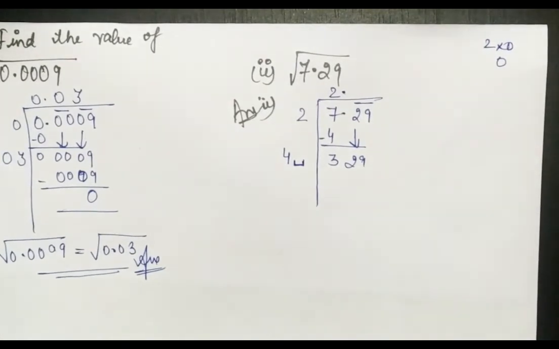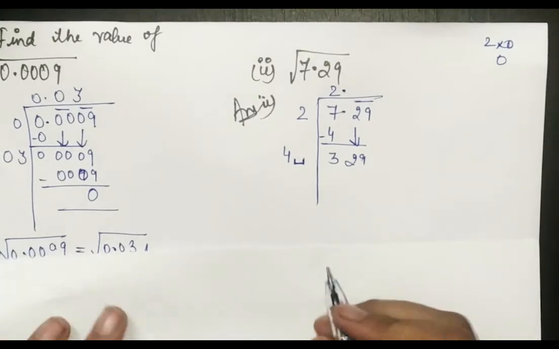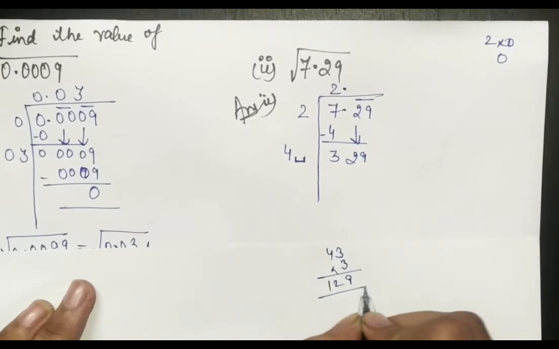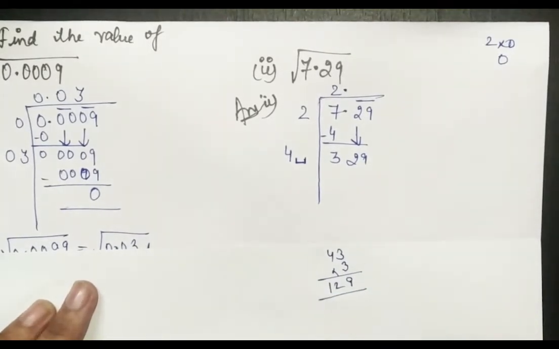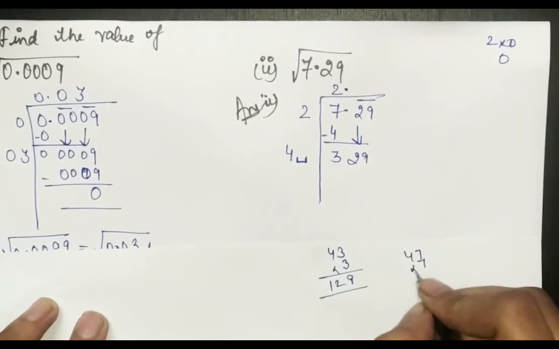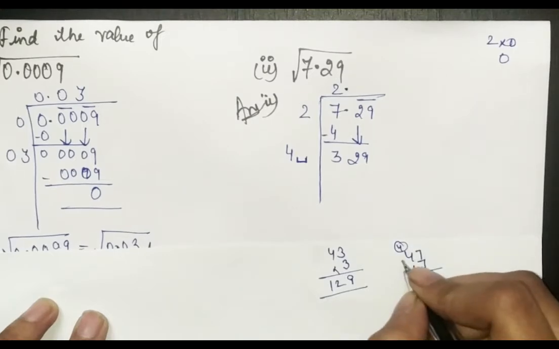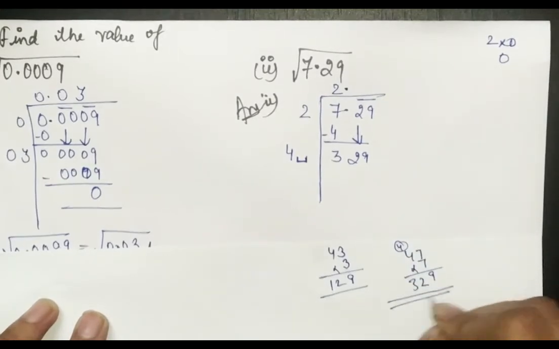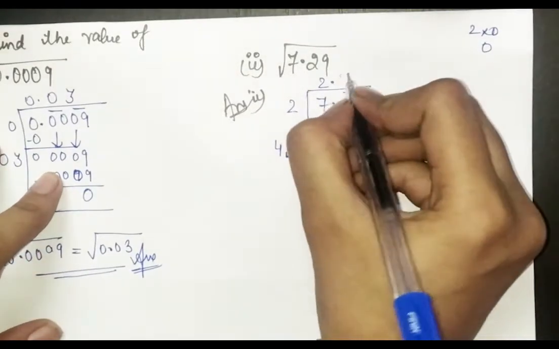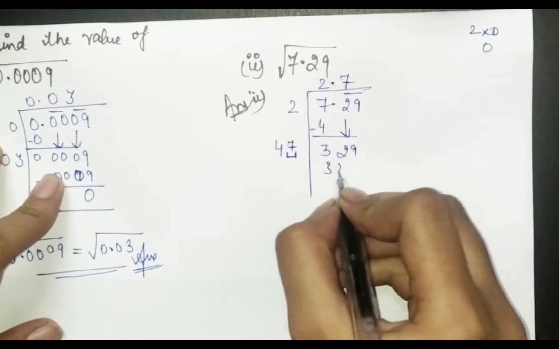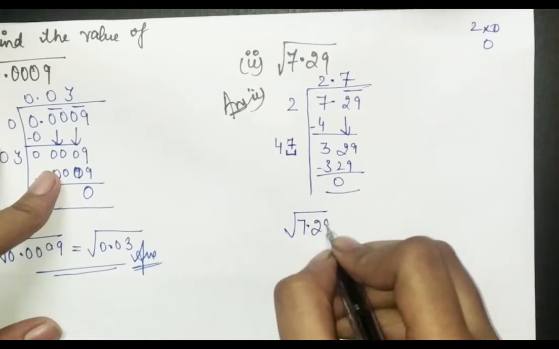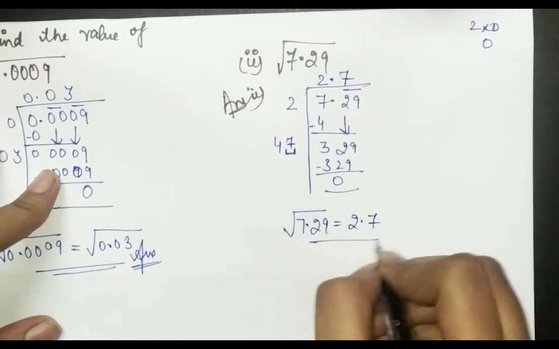Now we'll be doing this part. So we'll be writing 4 into 4. 3 3s are 9, 4 3s are 12, means 129. 329, 129 is smaller than this. So now we will be doing with 7. 7 7s are 49, 7 4s are 28, 9, 30, 31, 32, means this will be completely divisible. So here we will be writing 7. So 2.7 will be the answer, and 329 is completely divisible. So you will be writing that 7.29 is the square root of 2.7.